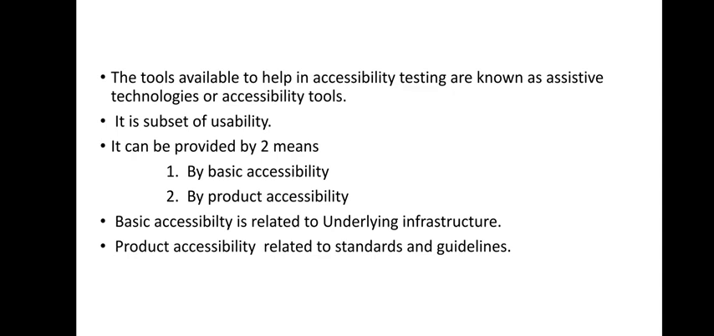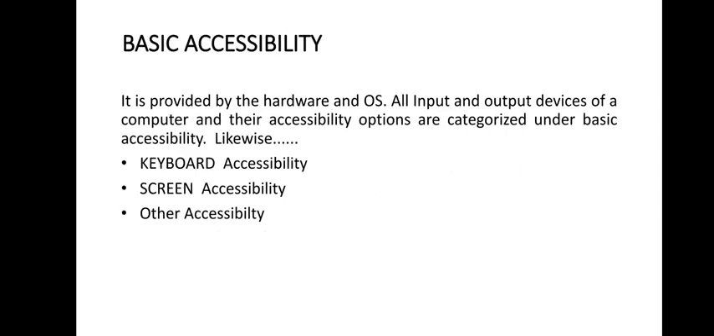Accessibility testing can be provided by two means. First, basic accessibility. The second is product accessibility. Students, basic accessibility is related to the underlying infrastructure, but the second one is related to standards and guidelines. Let us start with basic accessibility first. Again, I repeat that accessibility testing is provided by two means: one is basic accessibility and the second is product accessibility. So let us start with basic accessibility.